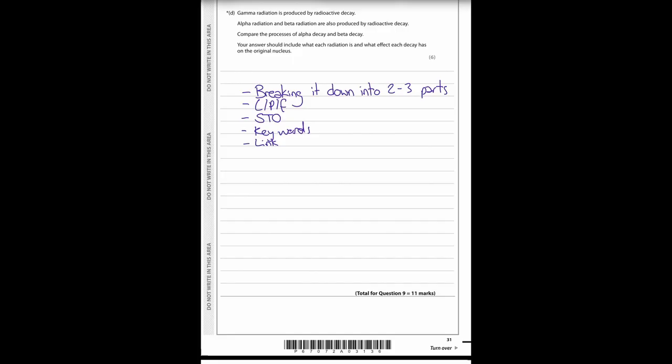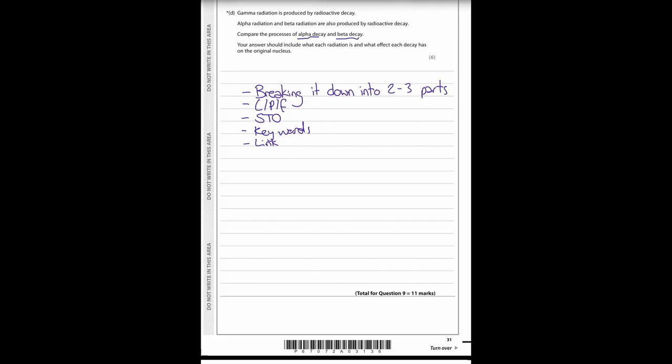So I can see that's a 6 mark question. So obviously I've got to try to see first how am I going to structure it, what parts am I going to break it into. So gamma radiation is produced by radioactive decay. Then it says alpha and beta are produced by radioactive decay. Okay, now it gets the actual question. Compare the processes of alpha decay and beta decay.